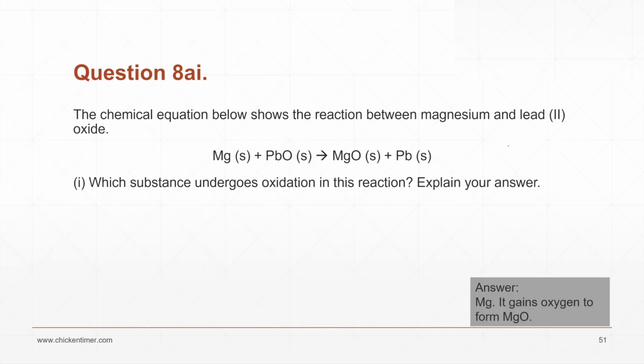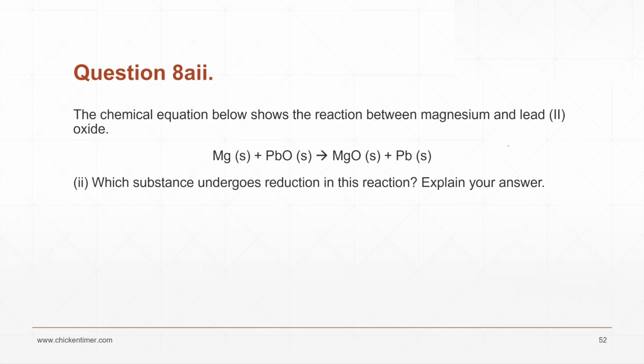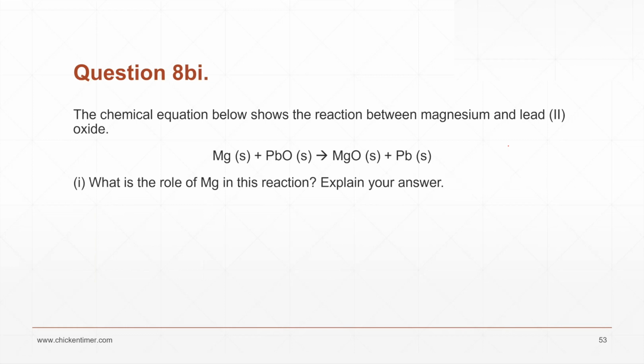Undergoes reduction. The lead oxide loses oxygen to become lead. Therefore it's oxidized, right? Lead oxide to lead, it's reduced, sorry. So they are basically asking you whether magnesium is an oxidizing agent or reducing agent.